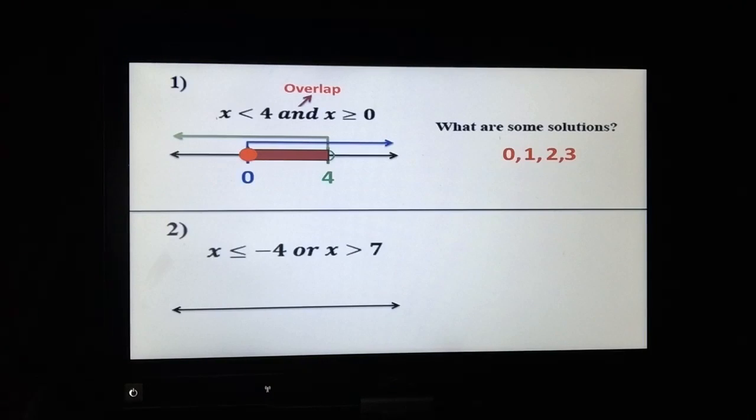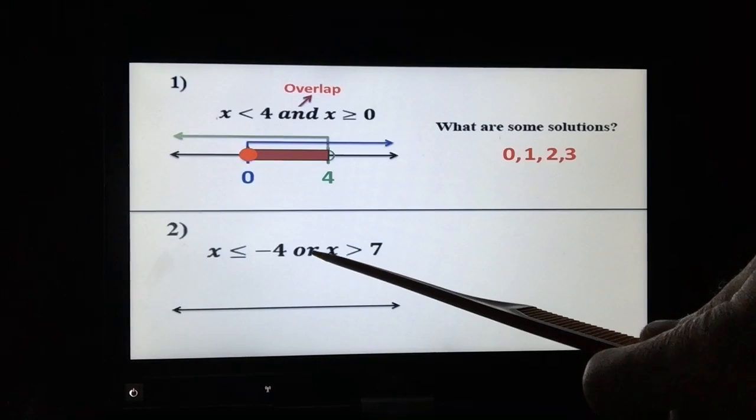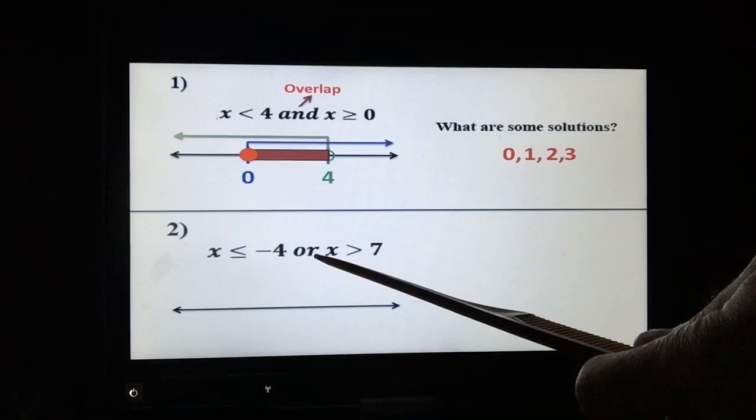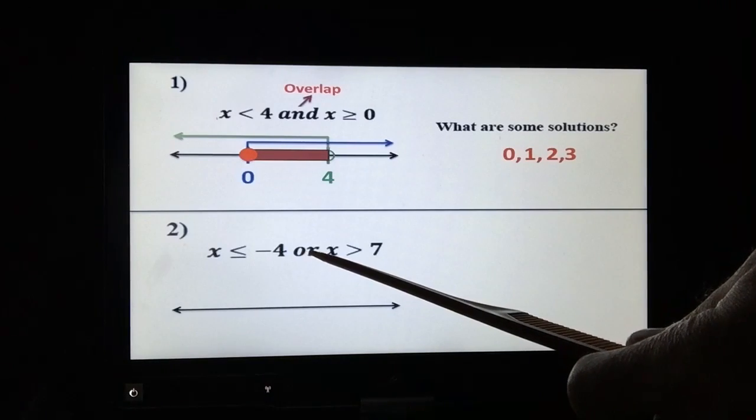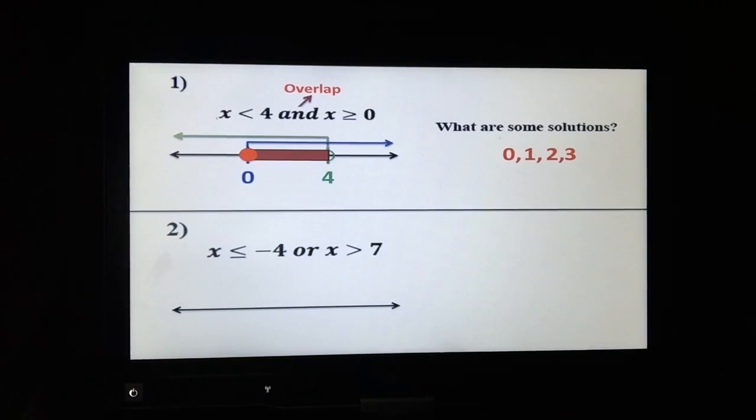All right, go ahead and do number 2 on your own, and just recall number 2 has an or, so or means we have to look for at least one shading to be a solution. Go ahead and do that right now.